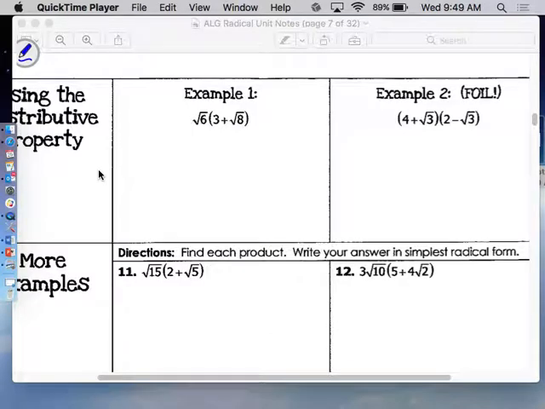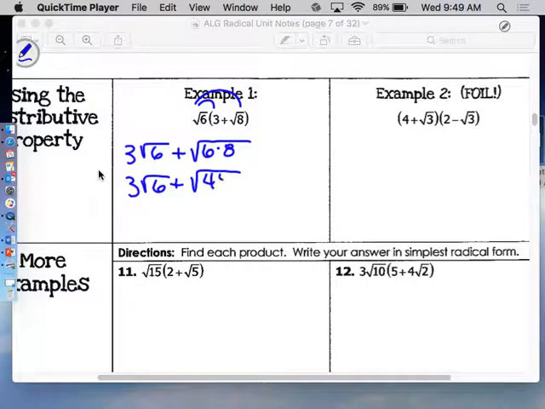Going to explain using the distributive property with radicals. So example number 1, radical 6 times the rational number 3 simply looks like that. And then multiplying two radicals together, take that product underneath the same radical.